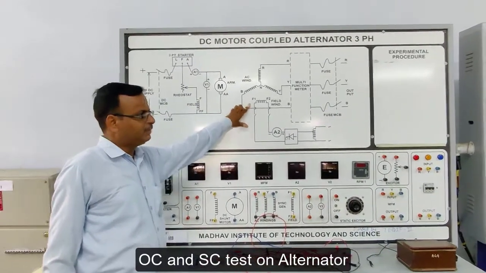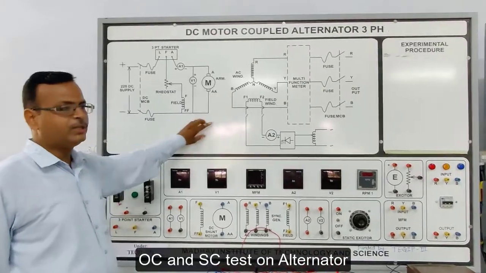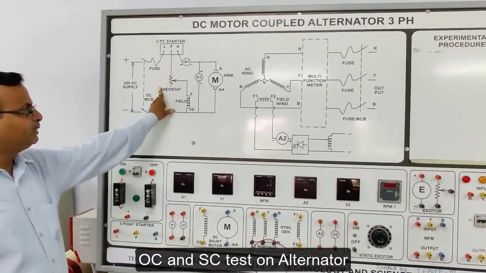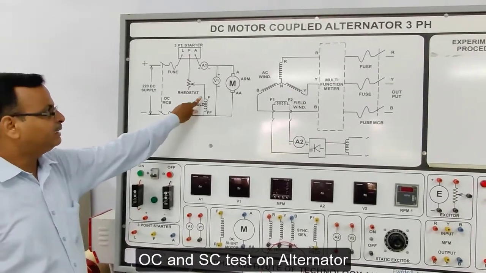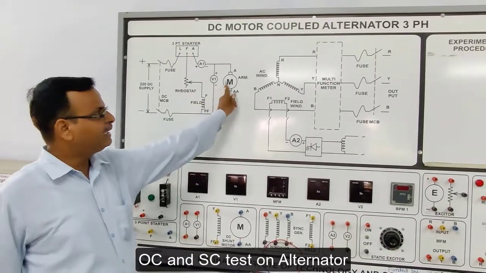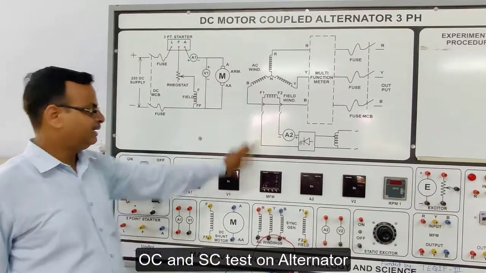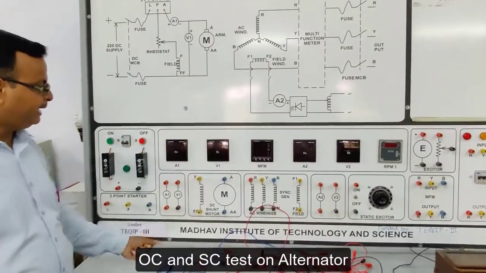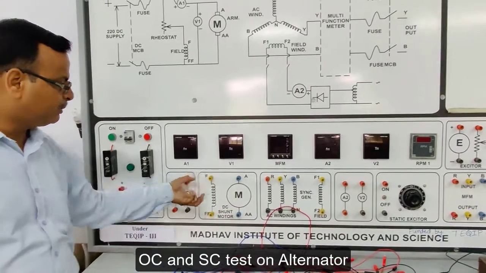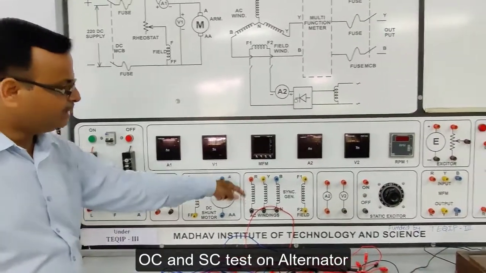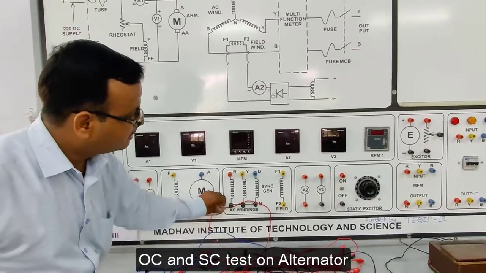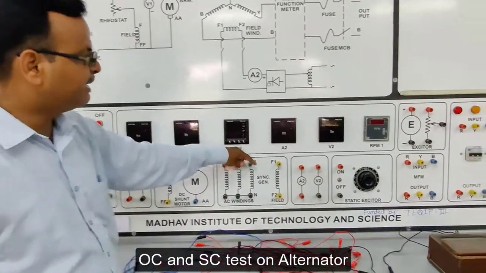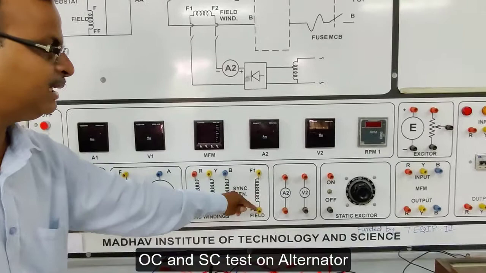It means that to give the mechanical power, we should have a prime mover. As the prime mover, we are using a DC motor. This DC motor is mechanically coupled to this alternator. The different ammeters and voltmeters are given here, and these are the DC shunt motor terminals, and these are the stator terminals of the alternator, R, Y, B, and these are the field winding of the alternator.